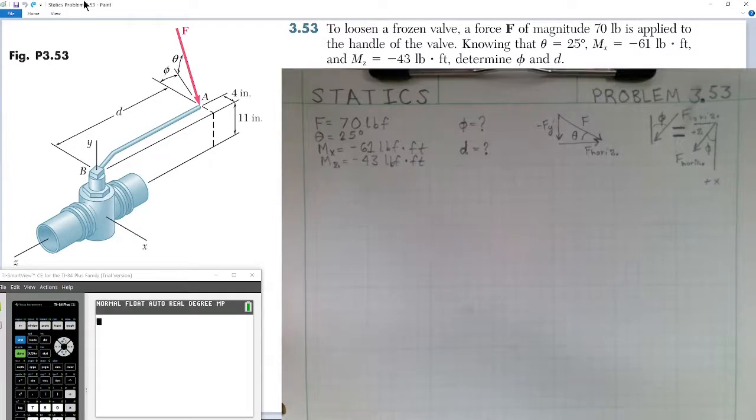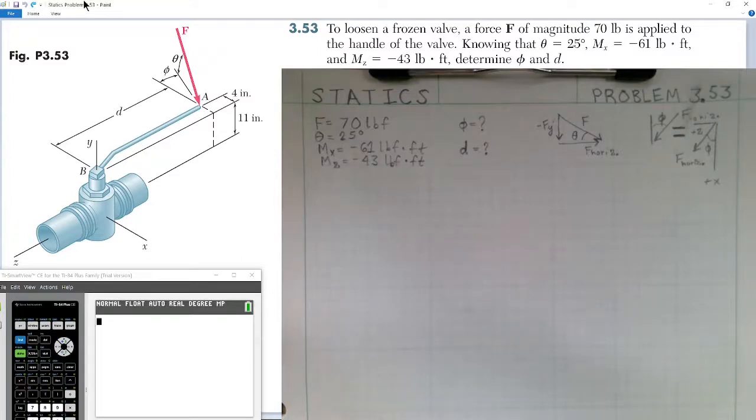Today we're covering problem number 53 from chapter 3. So number 53 says, to loosen a valve, a force of magnitude 70 pounds is applied to the handle of the valve. Knowing that theta equals 25 degrees, moment about the x-axis is negative 61 foot-pounds, moment about the z-axis is negative 43 foot-pounds. Determine phi and the distance d.